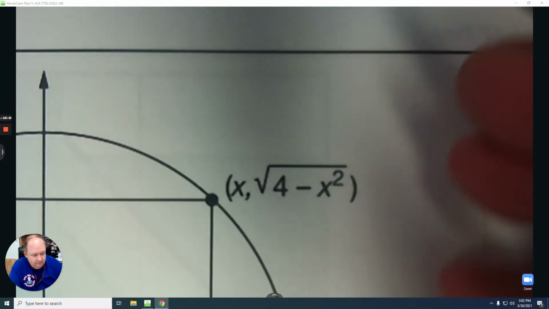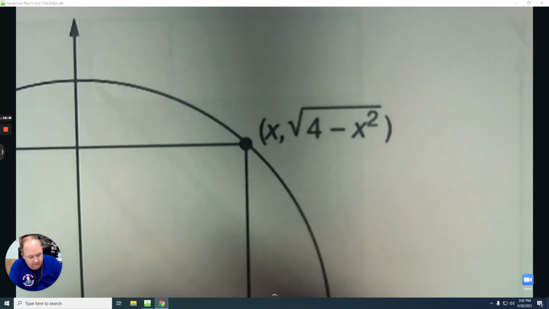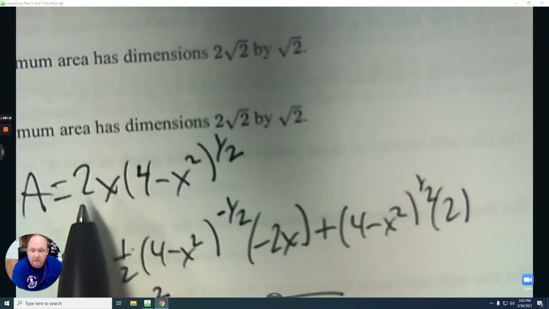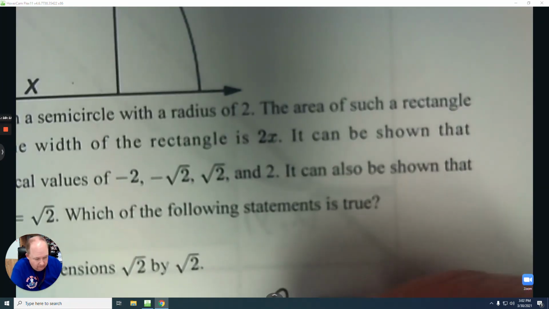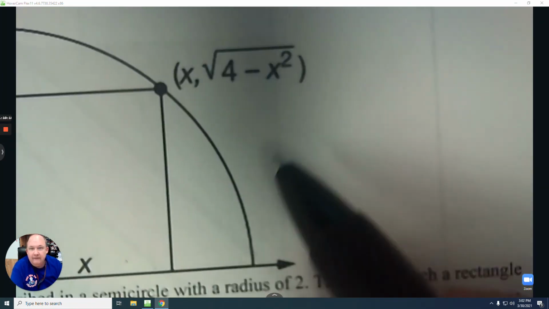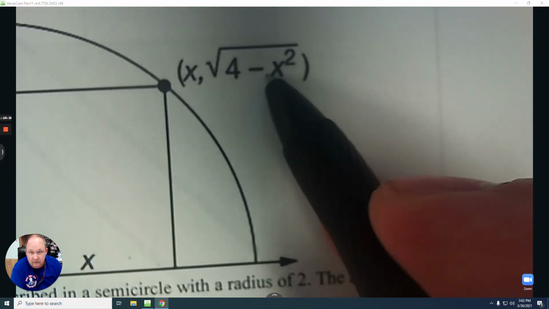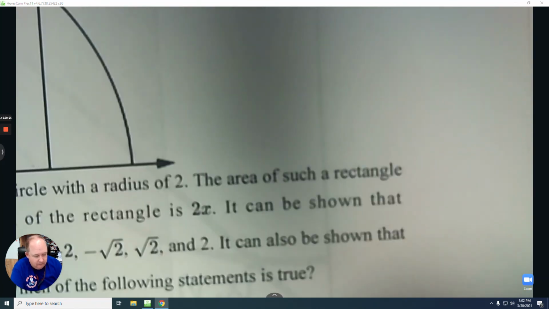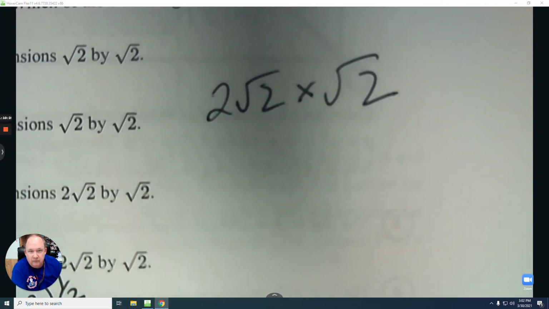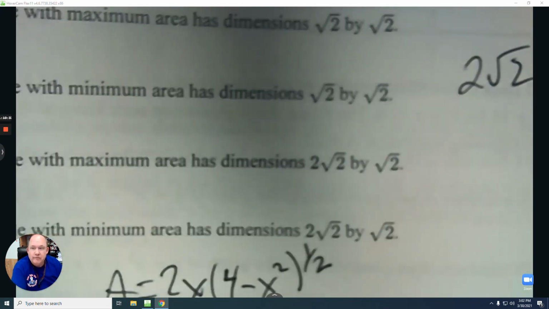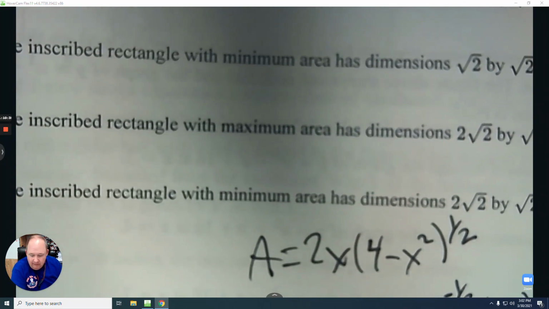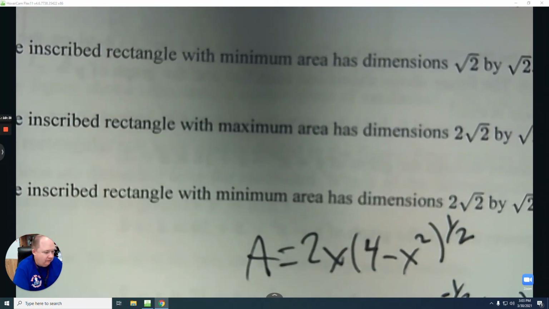Now, if I plug root 2 in here, we still have 2x's. So the area here is root 2 and root 2. That's 2 root 2. And then if I plug root 2 in here, root 2 squared is 2. 4 take away 2 gives me root 2. So first of all, it's 2 root 2 by root 2. So A and B are wrong because they have the wrong dimensions. Is it a minimum area or is it a maximum area? That's the next part we can look at.